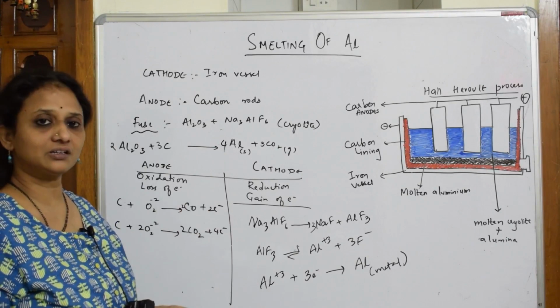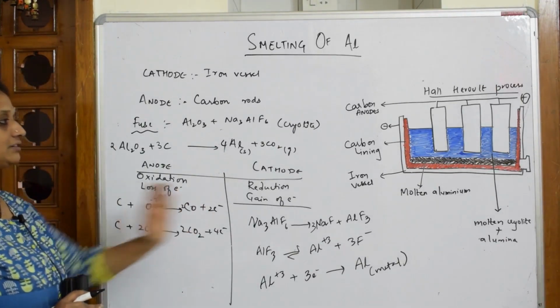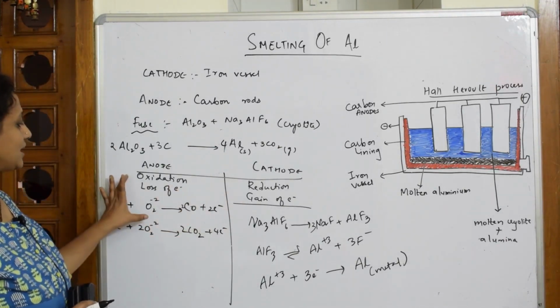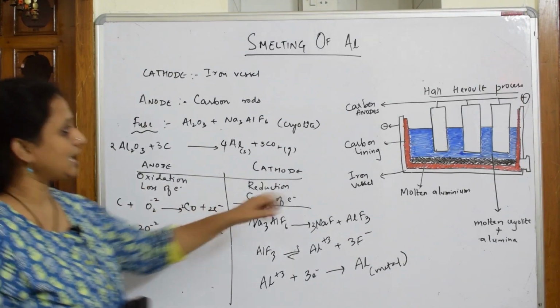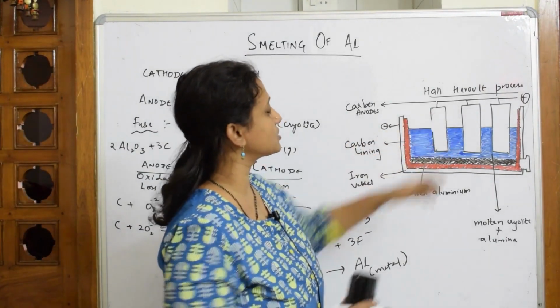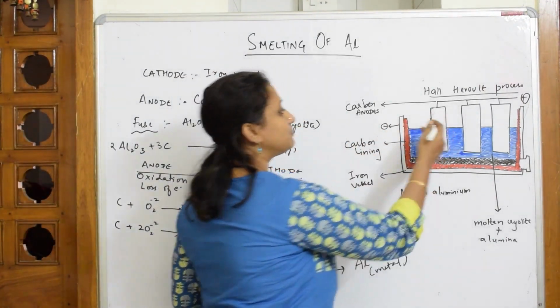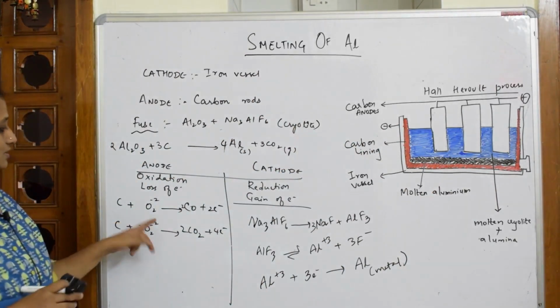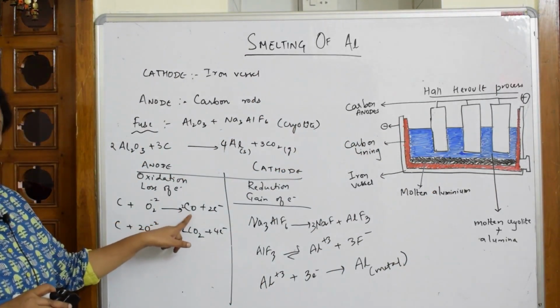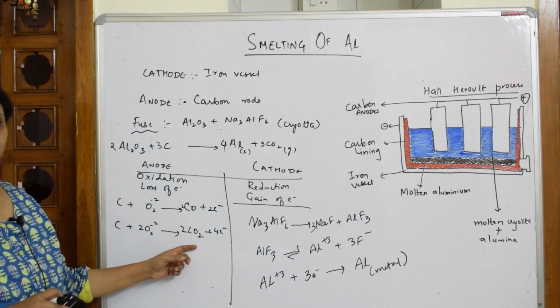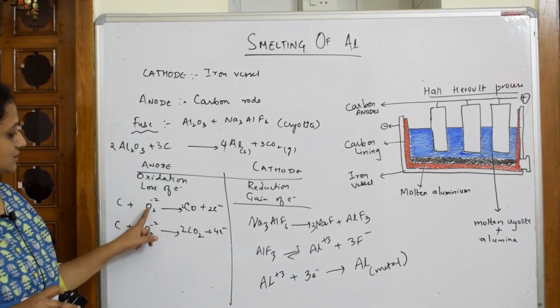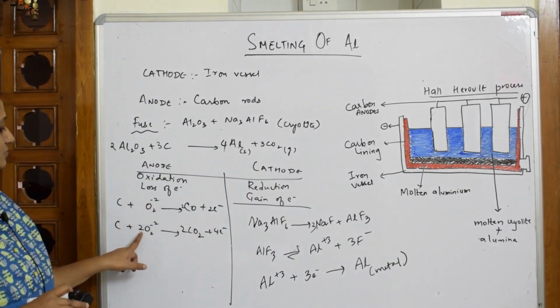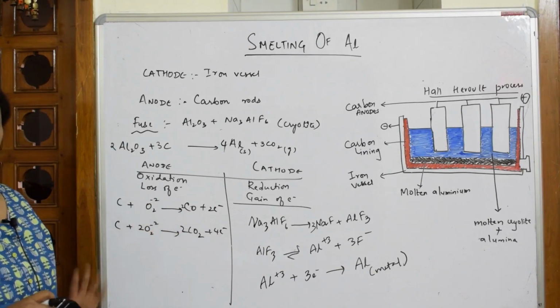So I add cryolite. Once it is done, divide the page into 2 equal halves. One is your anodic reaction. What is happening? At anode, you have your carbon electrodes. So these carbon electrodes combine with the oxygen. I have taken 2 options: one is formation of carbon monoxide and the other formation of carbon dioxide. So here oxygen valency is 2, so 2 electrons. Here oxygen valency is 2 into 2, 4 electrons.